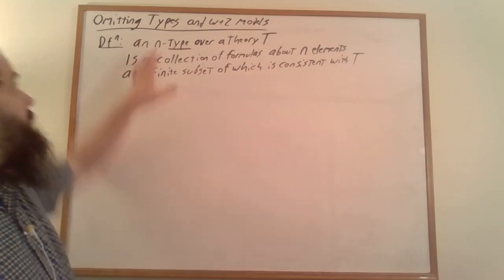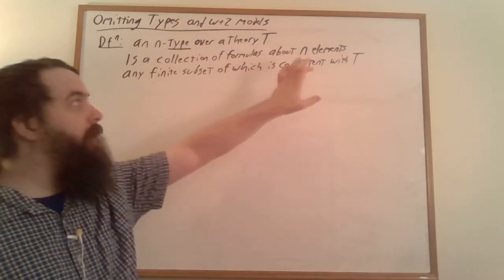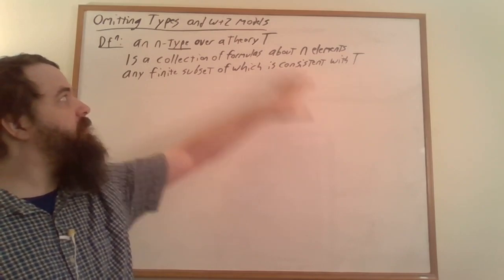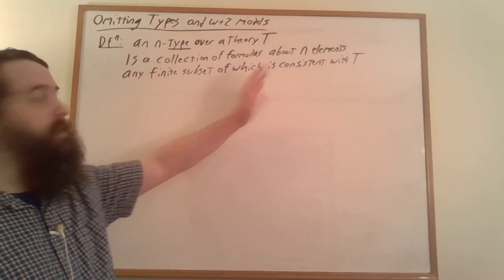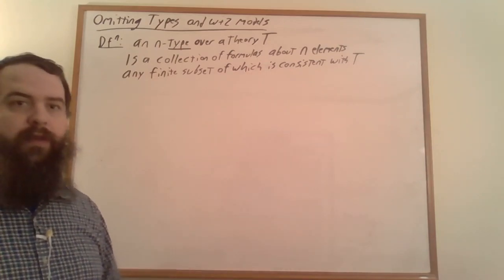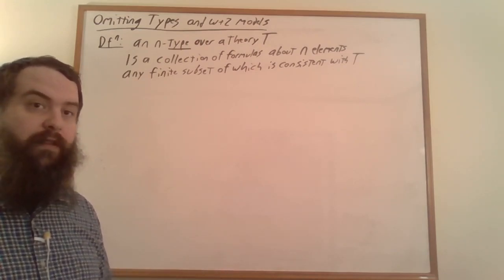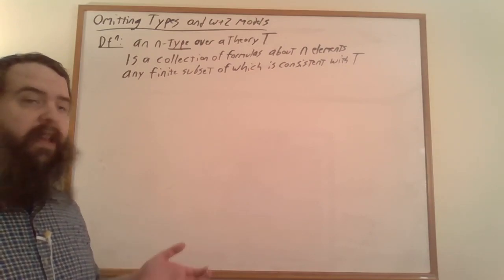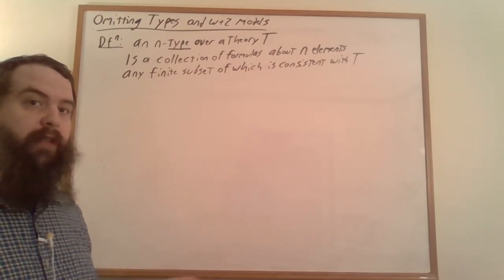So we call them n-types. This is going to refer to a collection of formulas about n elements, and any finite subset of which is going to be consistent with our original theory. And of course, if any finite subset of them is consistent with the original theory, then the entire collection is consistent with the original theory, because to prove a contradiction, you only need finitely many hypotheses. Typically n is 1, and it's useful to also look at when n is finite, and I've also seen cases where n is infinite, although those seem to be less common.